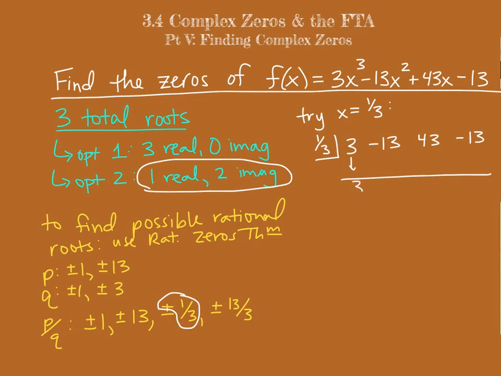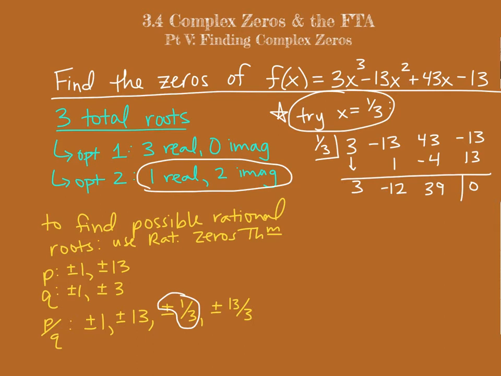Bring down the 3. 3 times 1/3 is 1. When we add these together, we'll get -12. -12 times 1/3, we're taking 1/3 of -12. That's -4. Adding those together, we'll get 39, and 1/3 of 39 is positive 13, and that worked. So x equals 1/3 is our one real root. It happened to be rational.